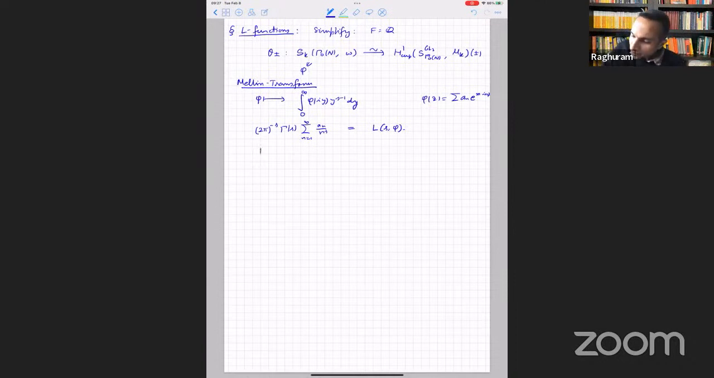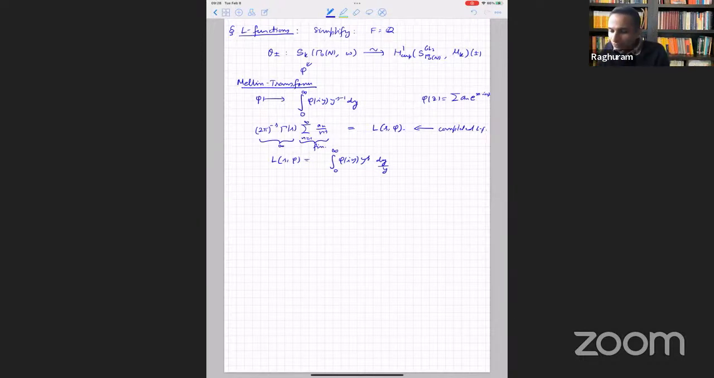So what I'm trying to say is this is completed. I've completed by this gamma factor. This is the finite part and this is the Archimedean part. So the completed L function is a certain integral, 0 to infinity, phi of iy, y to the s minus 1 dy. And it's always better to write this as y to the s dy by y. dy by y is the Haar measure on the positive reals, that group.